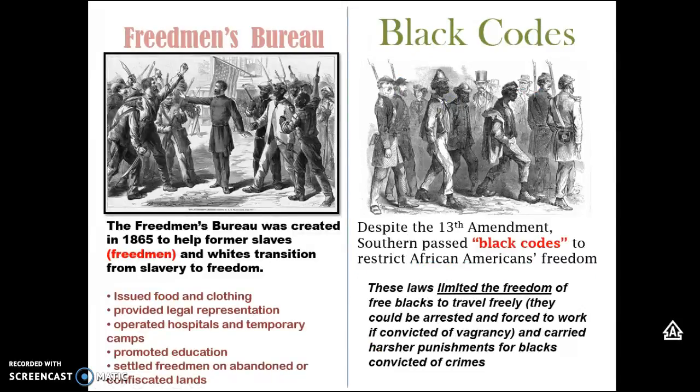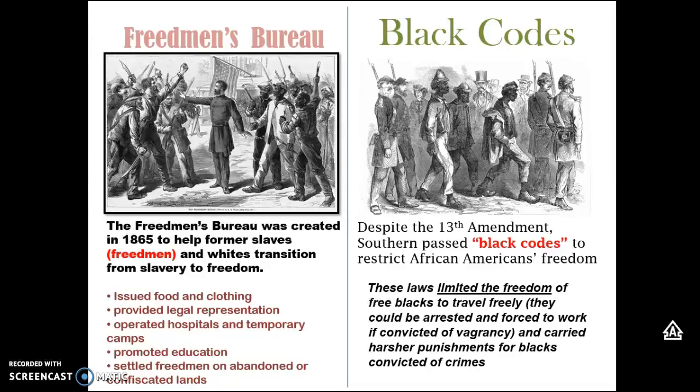Different organizations were created to help African Americans integrate into society. You're going to have the Freedmen's Bureau, which was created in 1865 to help former slaves, freedmen, and whites transition from slavery to freedom. They issued food and clothing, provided legal representation. They operated hospitals and temporary camps. They promoted education. They settled the freedmen on abandoned or confiscated lands, like lands that they took away from Confederates. They gave them to the new freedmen.